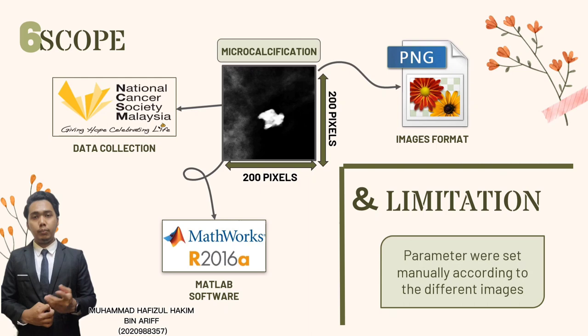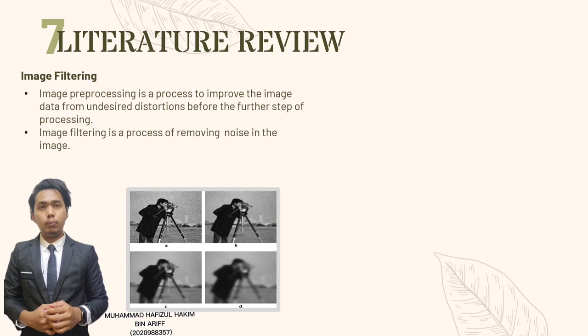Now, we go to the literature review. The first one is image filtering. Image filtering is important in order to achieve its main purpose, which is to remove noise from the image and maintain the edges and other image quality. The accuracy of filtering determines the success of the next process, such as segmentation.